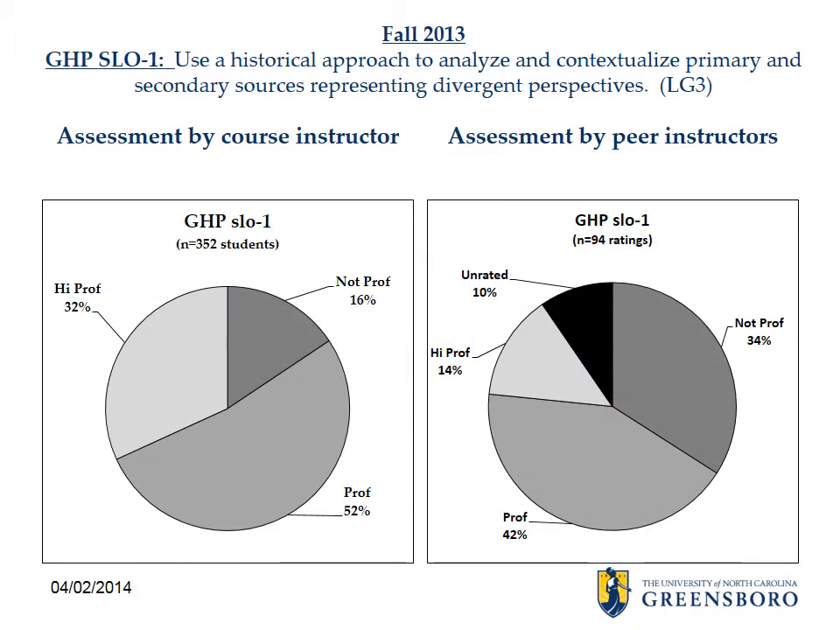This slide provides the results for GHP Student Learning Outcome 1. Course instructors rated 84% of student work as proficient or above. Peer reviewers rated 56% of sampled student work the same. Course instructors rated 16% of student work as non-proficient. Peer reviewers rated 34% of sampled student work the same, and 10% as unrated.